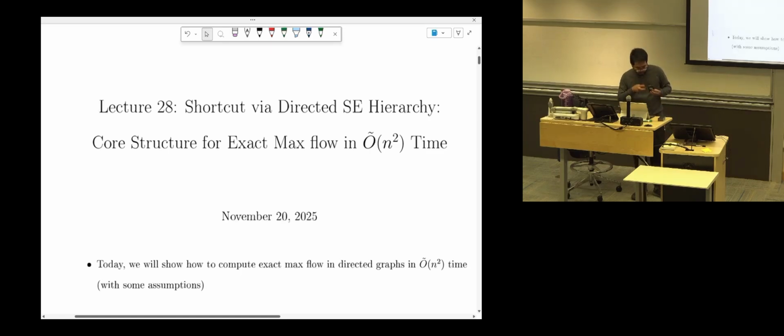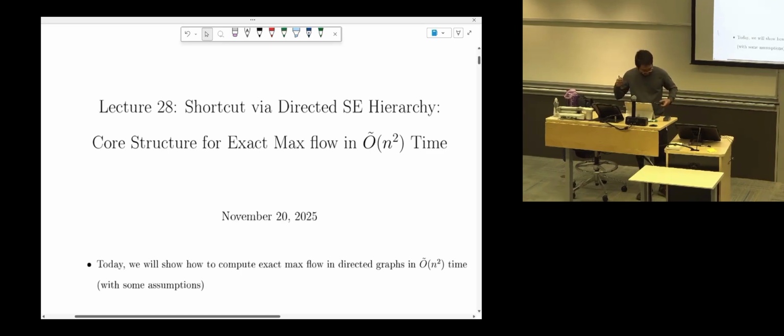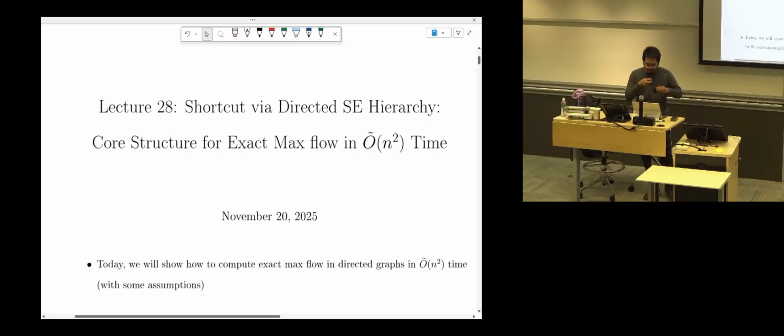What we're going to do today is to talk about this new MaxFlow algorithm that is super new, like this year. And yeah, it's exact and it has n² running time, so not optimal in sparse graphs, but optimal in dense graphs.